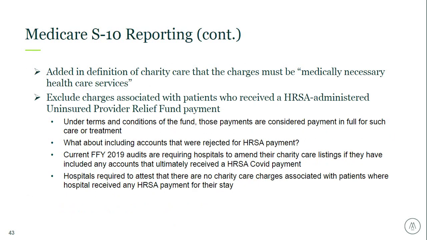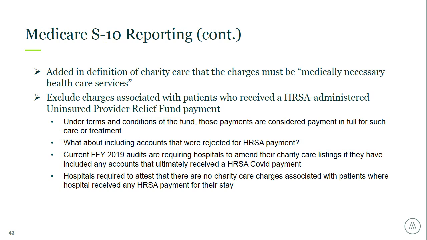So CMS also added the term medically necessary health services to the definition of allowable charity. And so that will impact some hospitals on who they can claim. CMS then added a note that the provider should exclude all charges associated with patients who received a HRSA Administrative Provider Relief Fund payment. For those familiar with the current S10 audits, all MACs are currently asking the same question and making sure that no dollars are claimed where the hospital received any HRSA payment for their charges. This includes not only charity, but also bad debt.